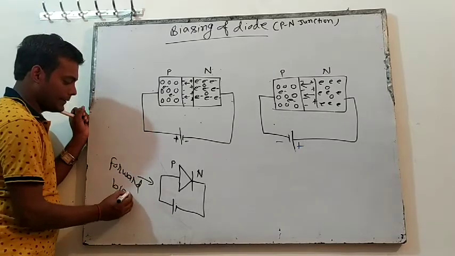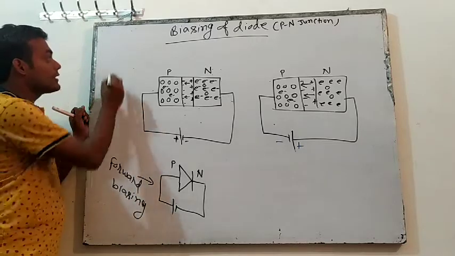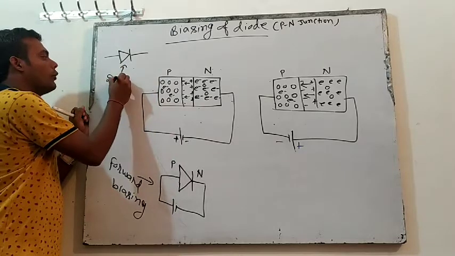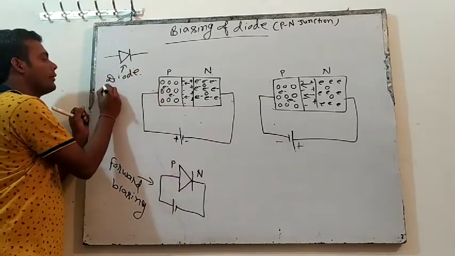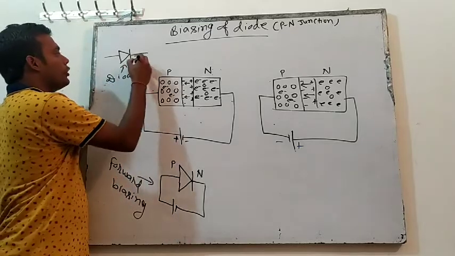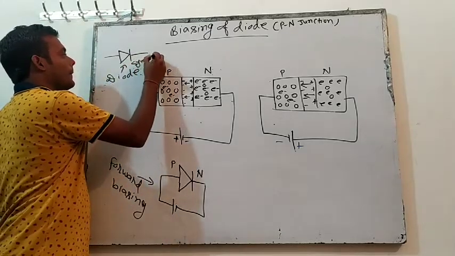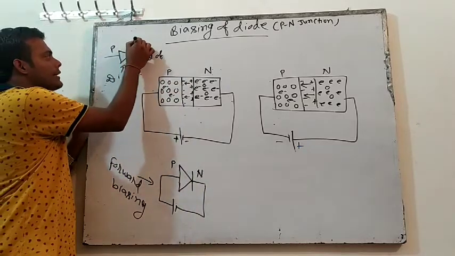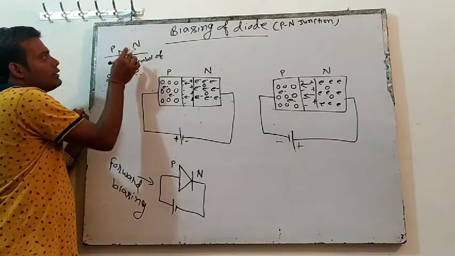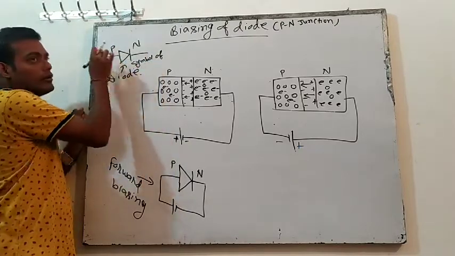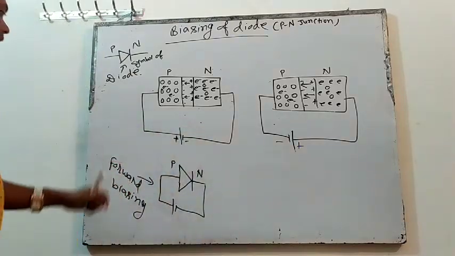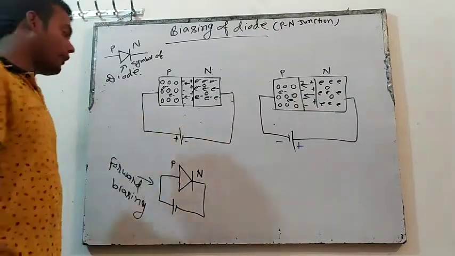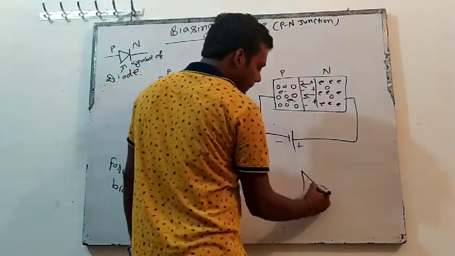Forward biasing. And this is the symbol of a diode. You can write this is the symbol of a diode. So the diode symbol is like this. This is P and this side is known as N. The line side is known as N and the triangular side is known as P. When we connect this side with the positive terminal and this side with the negative terminal, it is forward biasing. And what will be reverse biasing then?